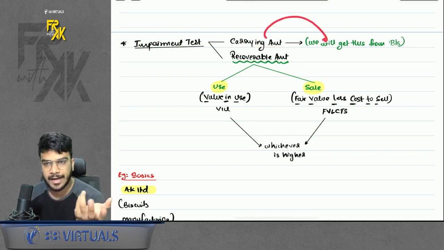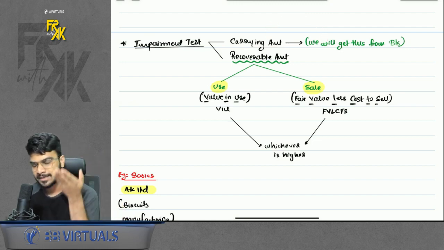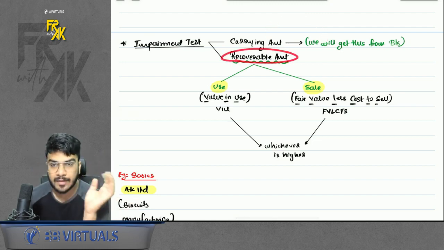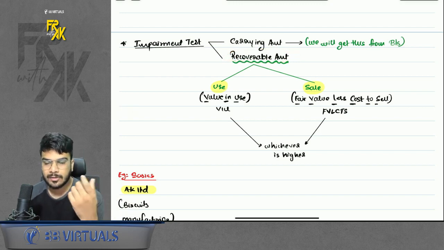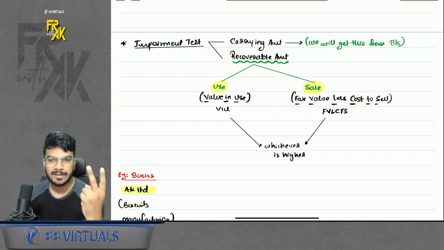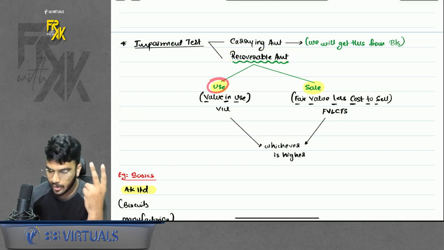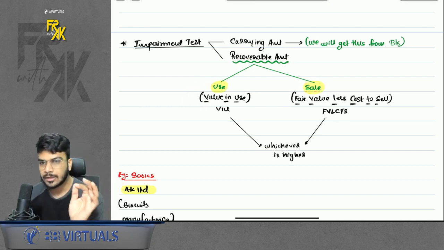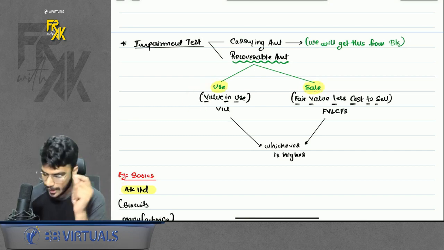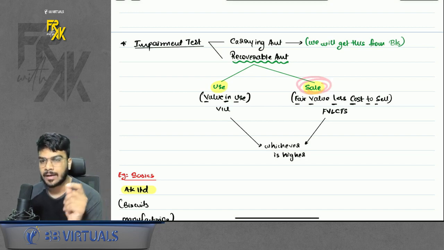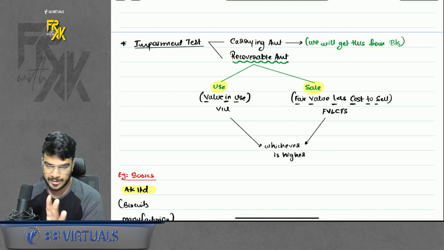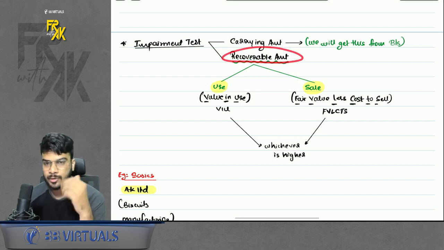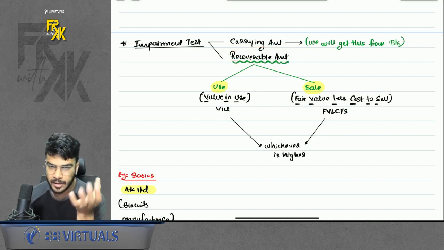Carrying amount we will get directly from the balance sheet, the cost of the asset minus depreciation. How do we get the recoverable amount, right? To recover the value of the asset, you have 2 methods. Either you can use the asset or you can sell the asset, right? If you want to use the asset, the value is known as value in use, and if you wish to sell the asset, that amount is known as fair value less cost to sell. So to recover the value of the asset, you only have 2 methods: either use it or sell it, right?